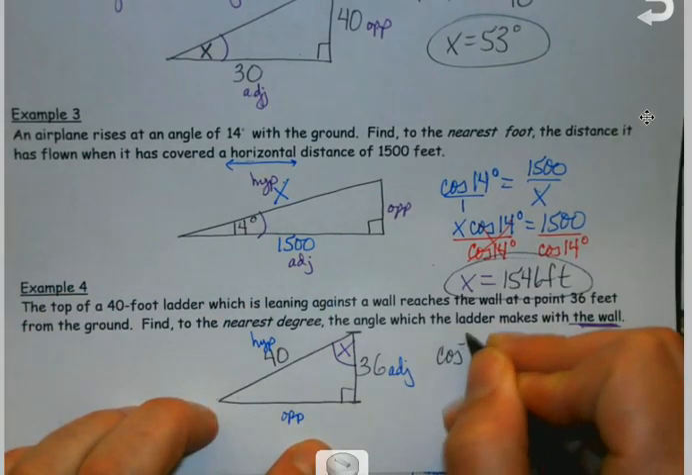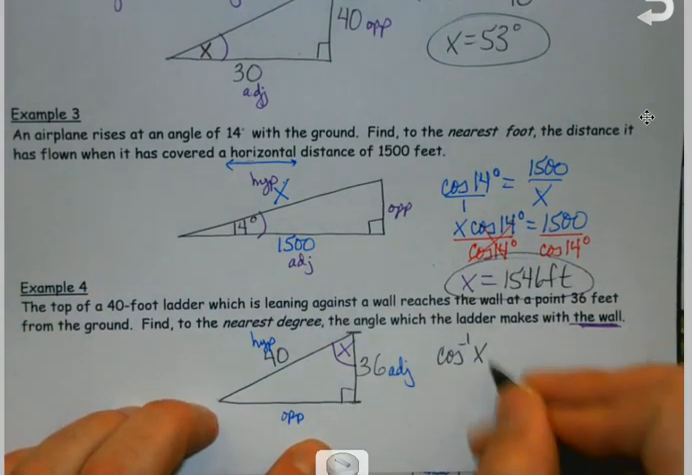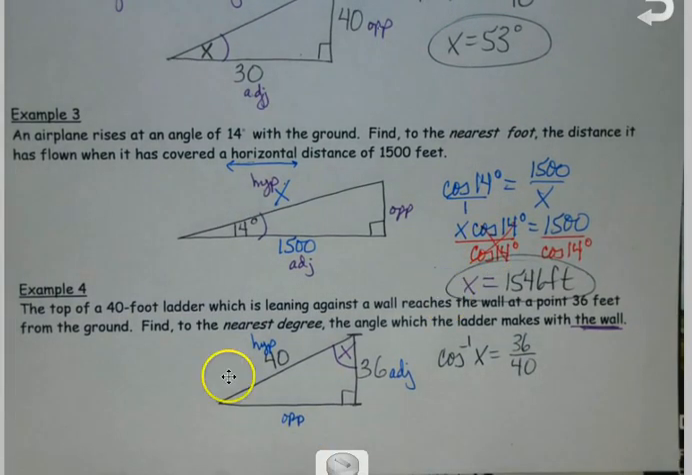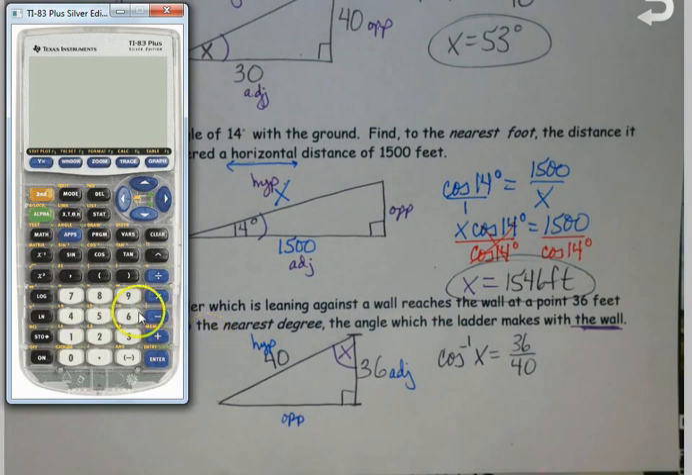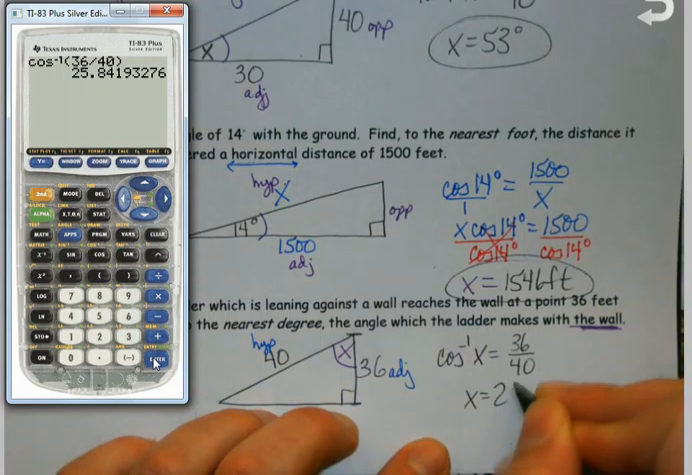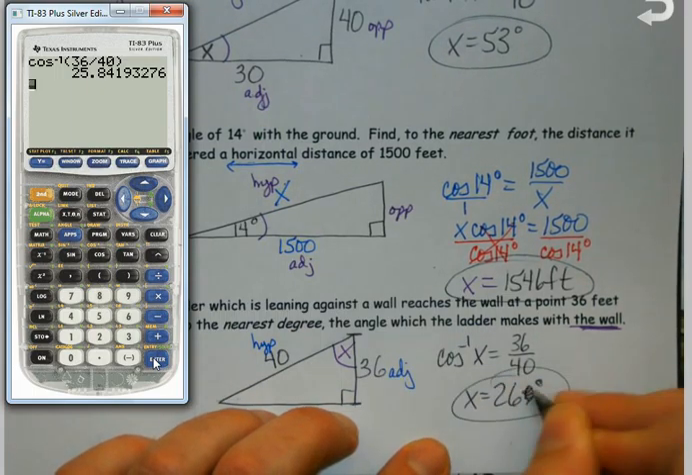So cosine, reminder that I'm looking for an angle, is 36 over 40. So go ahead, second cosine, 36 divided by 40, boom. And we're going to the nearest degree. So it looks like, whoa, not 260, 26 degrees.